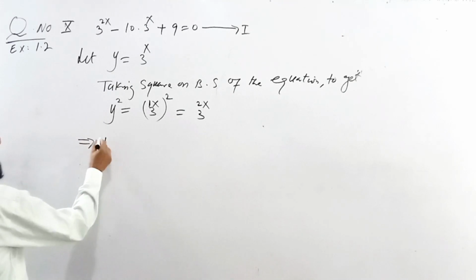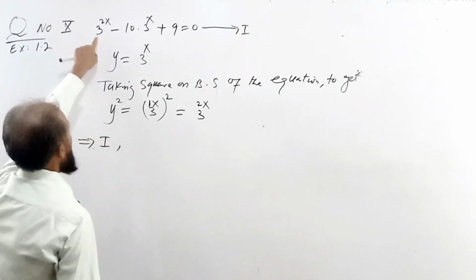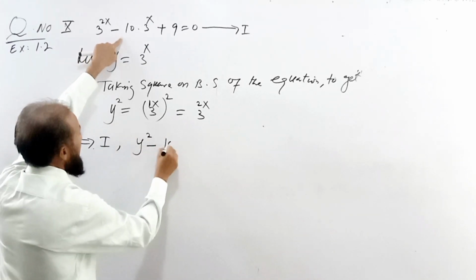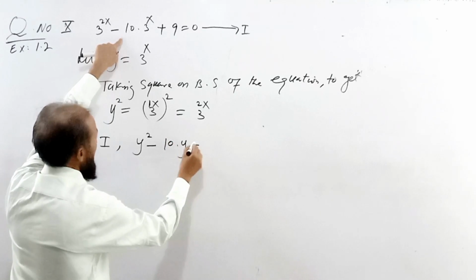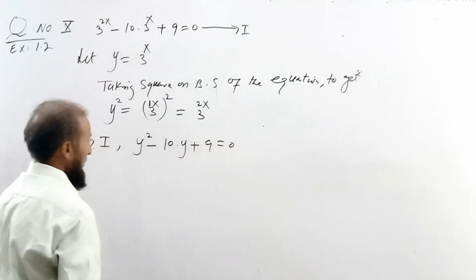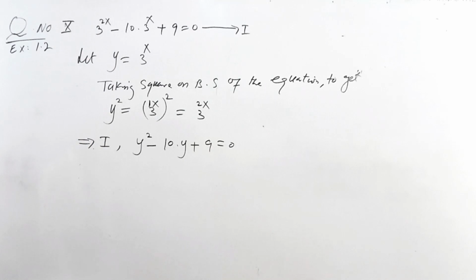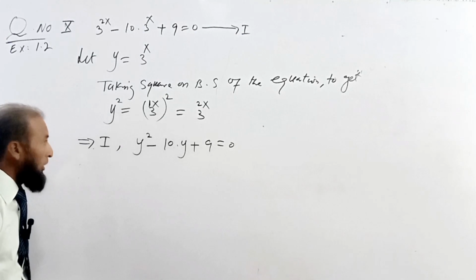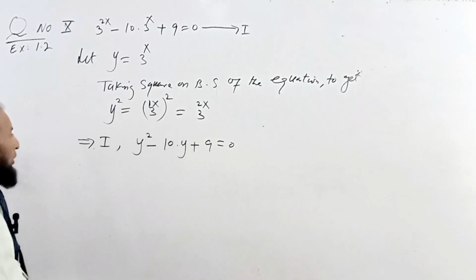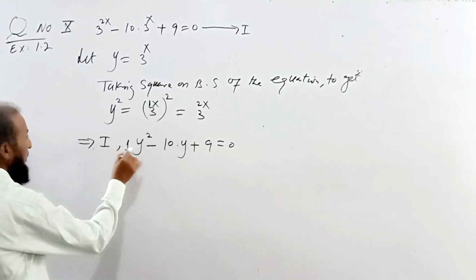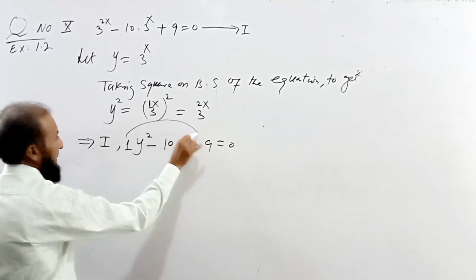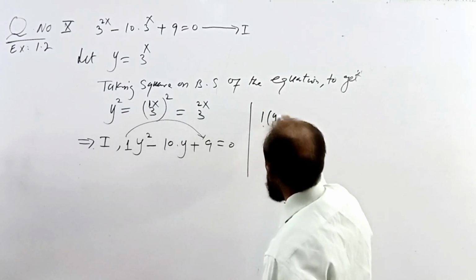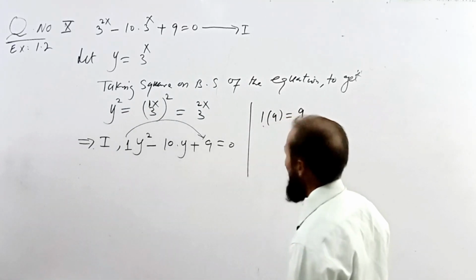Now we substitute the results in above equation number first. So equation number first becomes, in the place of 3 power 2x, we can write y square minus 10 into y plus 9 is equal to 0. Once again, we can use any method: factorization method, completing square method, or quadratic formula. So now we are using the easiest method, the factorization method. First term multiplied by last term. If we multiply 1 by 9, we get 9.